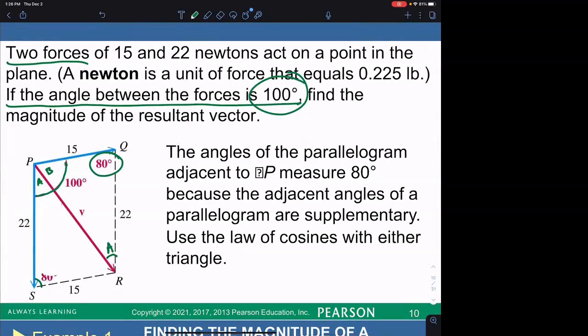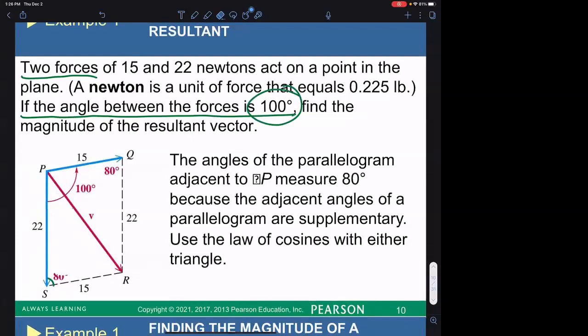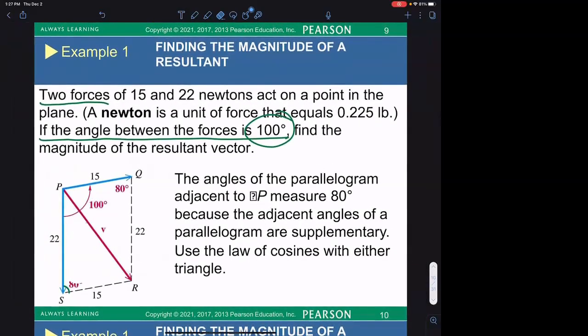So what did they tell us and what did we conclude on this first slide? They told us that we have two forces being applied to a single point and that the angle between those two forces' directions is 100 degrees. Well, what we want to do is find, sorry, I should have led with the goal, which is in the statement, find the magnitude of a resultant, meaning if I add those two forces together, what is the size of the resulting force between the two of them?